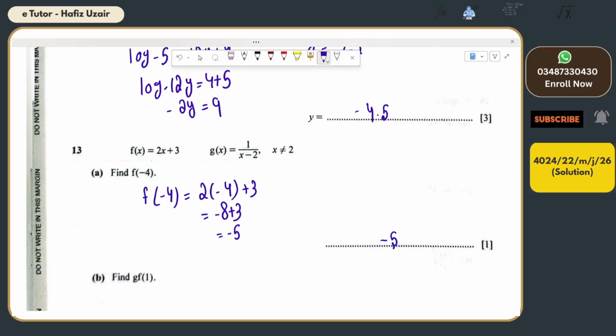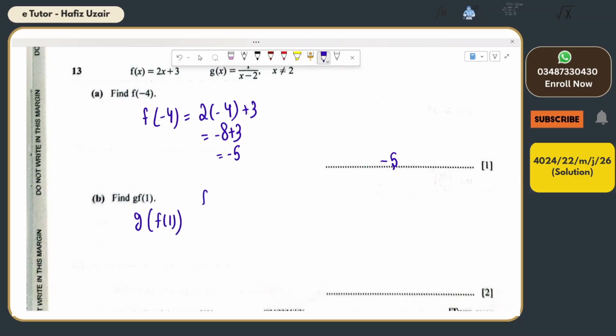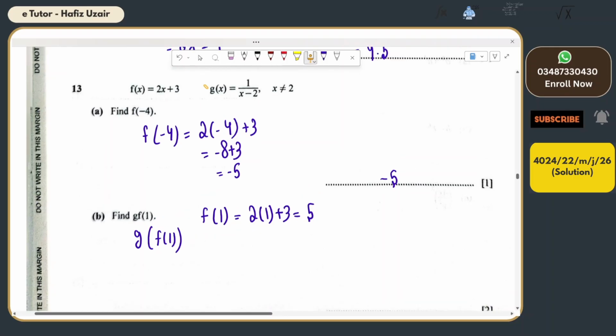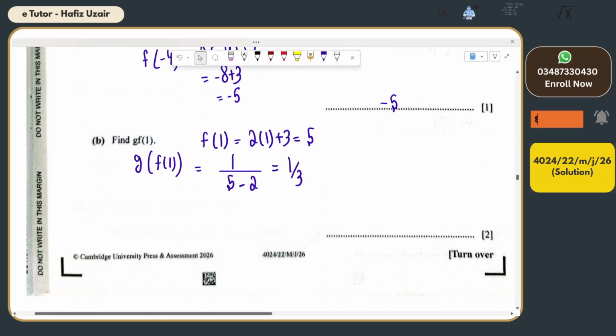All right. Now we need to find out g of f of 1. So first, let's find out f of 1. f of 1 will be equal to 2 into 1 plus 3, and that will be 5. Now put this f of 1, that is 5, in g of x. So g of f of 1 will be equal to 1 over, in the place of x, we will write f of 1, and the value of f of 1 is 5, minus 2. So this will come out to be 1 over 3.